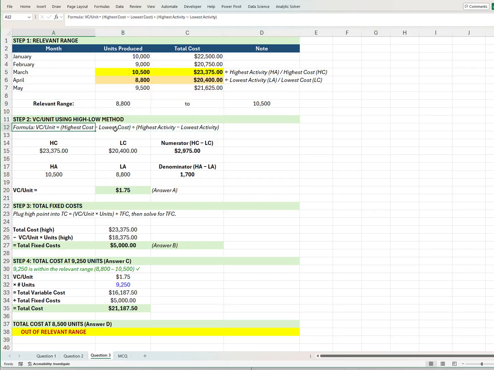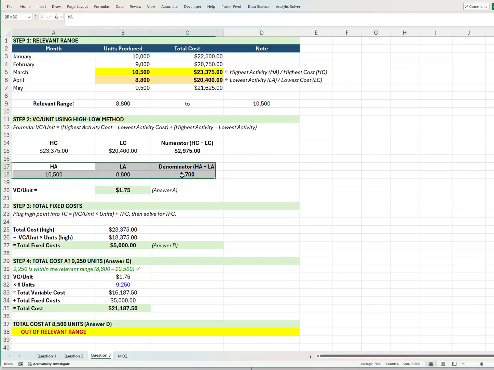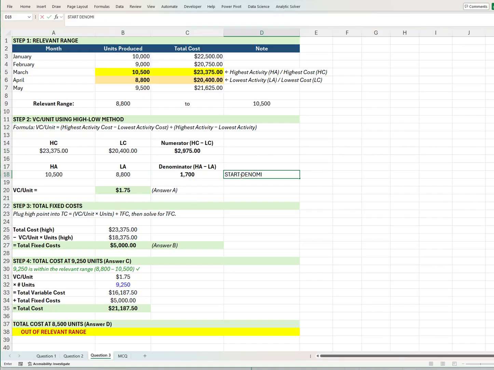Highest activity cost minus lowest activity cost. And always remember, guys, you start in the denominator and then you pick the one that matches in the numerator. Start with the denominator. It's very important that you remember this. So then you solve for your VC per unit. I hope you remember how to do that. If not, just go back in the video. We basically did the numerator divided by the denominator. That gives you your VC per unit.